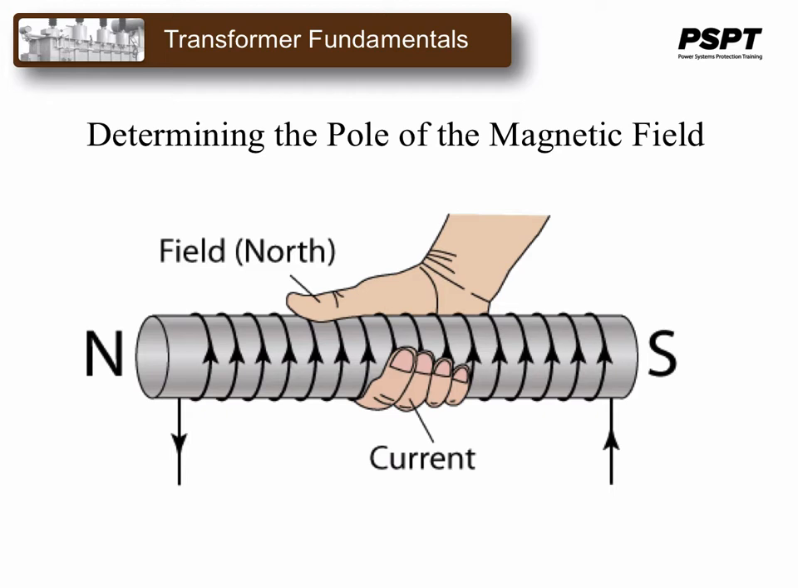The poles of a magnetic field in a coil of wire, or a solenoid as it is called, can be determined again by the right-hand rule. Imagine your right hand gripping the coil of the solenoid such that your fingers are pointing in the same way that the current is flowing. Your thumb then points in the direction of the field. Since the magnetic field is always coming out from the North Pole, the thumb points towards the North Pole.